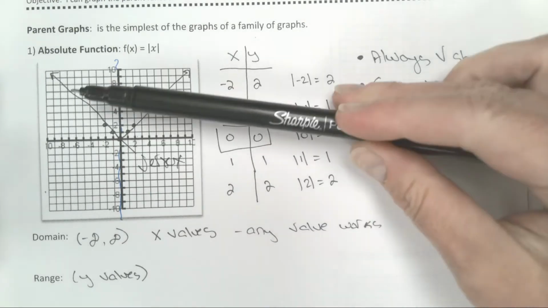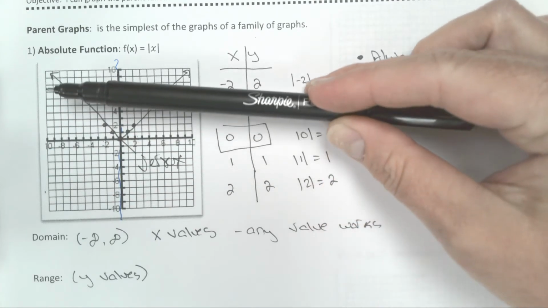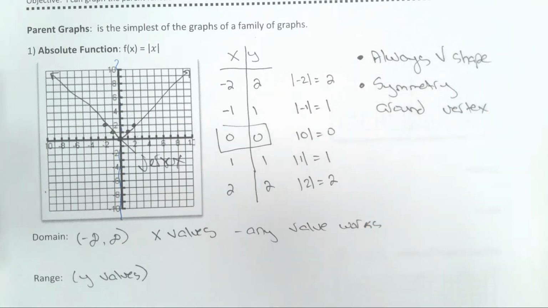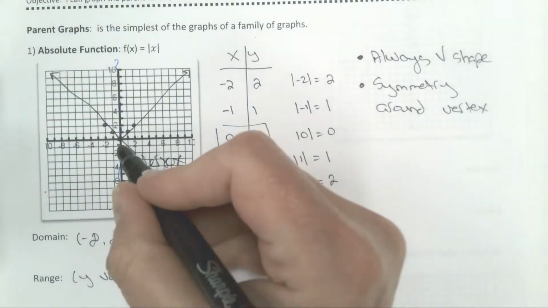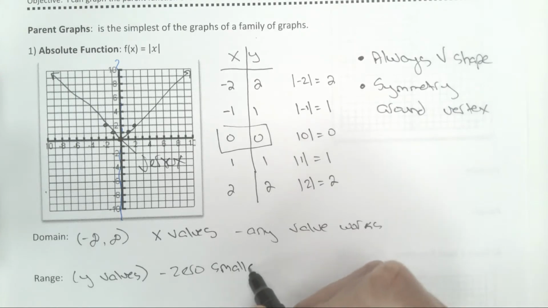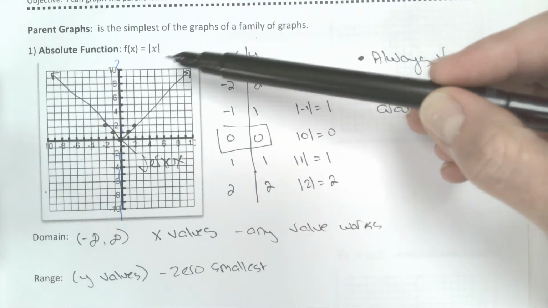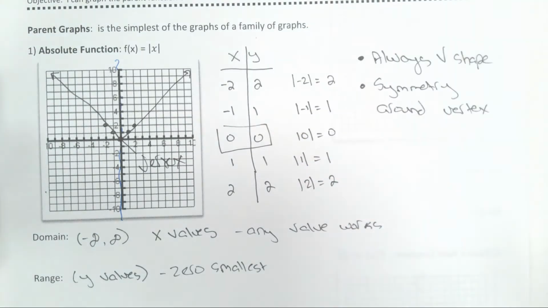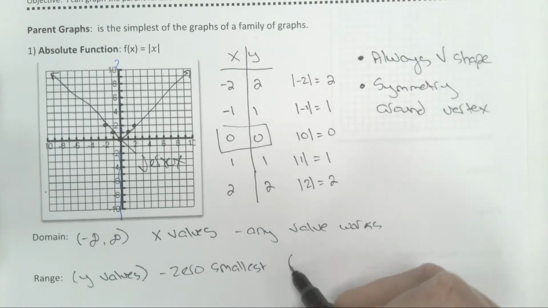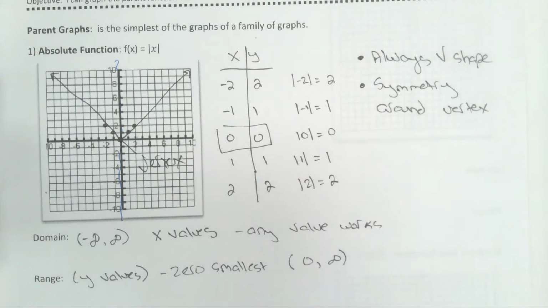So remember, we started doing this on piecewise. It's your distance up and down. So we always go from smallest to largest. So I notice that 0 is your smallest y value, and then you have this side going up to +infinity, and that side also going up to +infinity. So the range on this parent function is 0 to infinity.